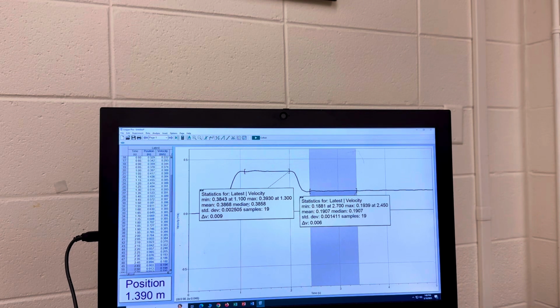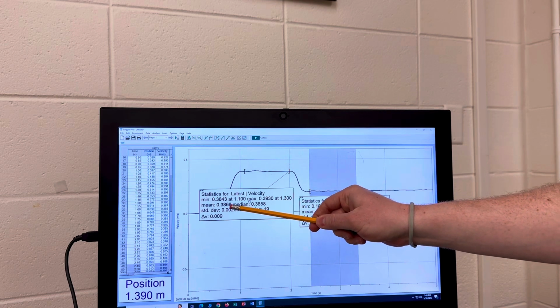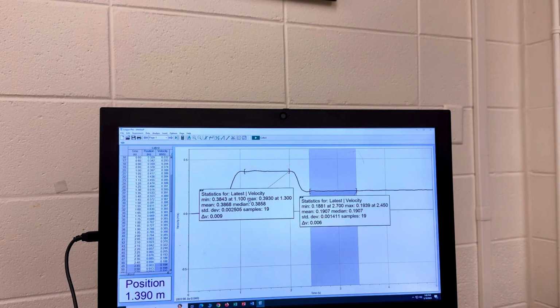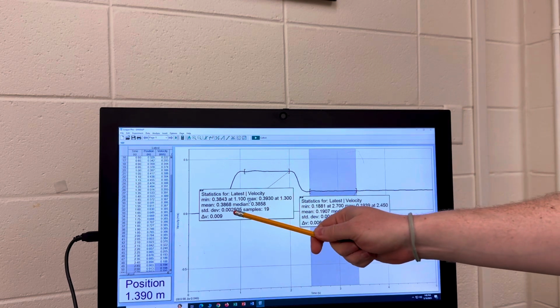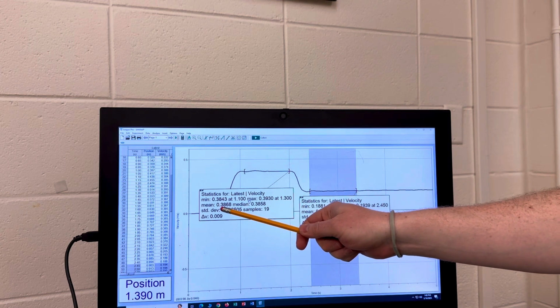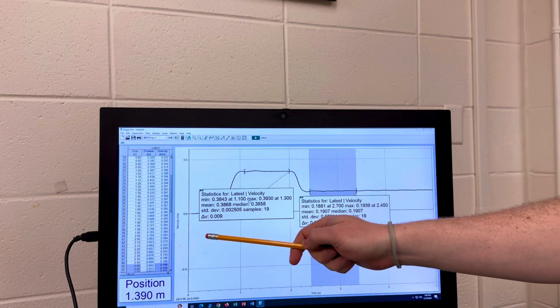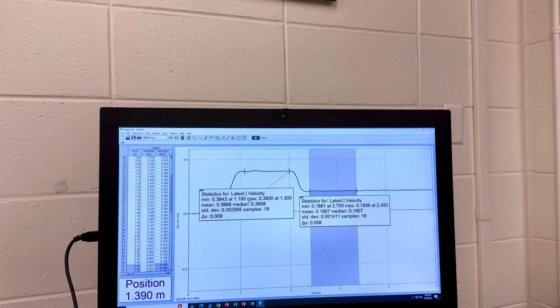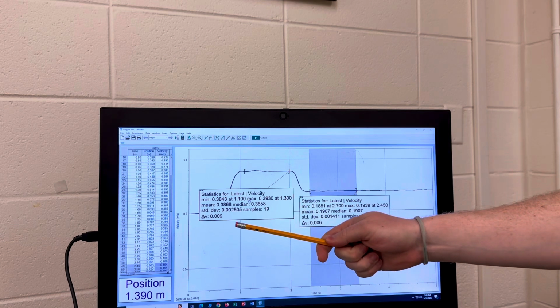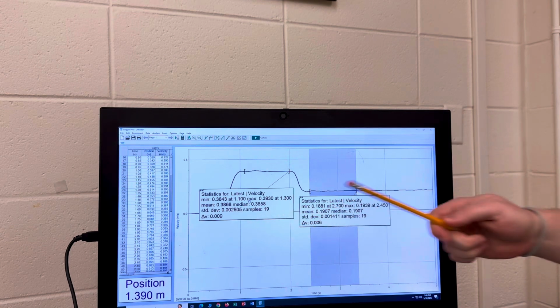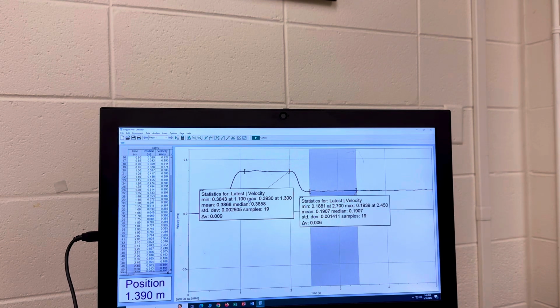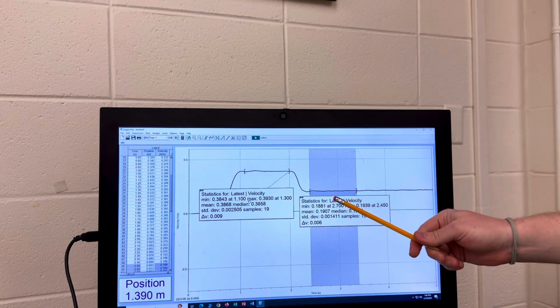So looking at this data for our initial velocity, we're going to read off the mean value, that is the average value during the section that I have selected. The average initial velocity was 0.3868, and the units of this graph are meters per second. V1 initial for this trial should be 0.3868 meters per second. After the collision, we should get a lower velocity.